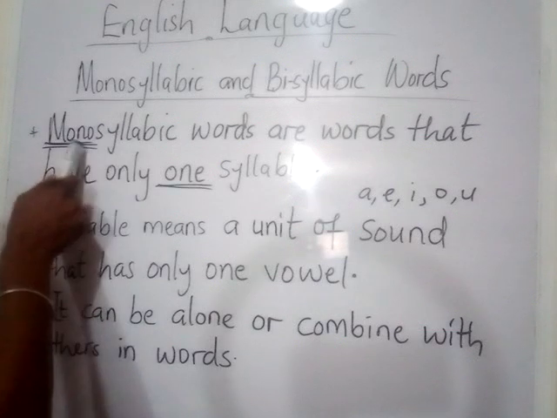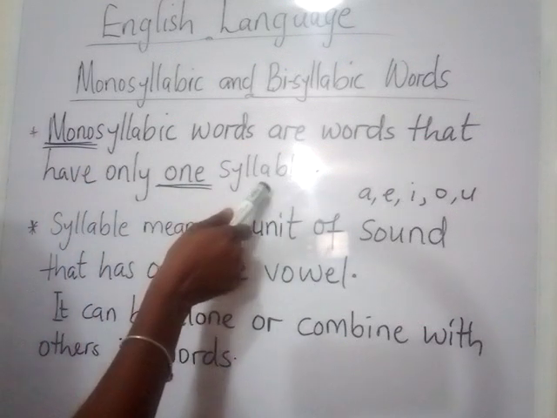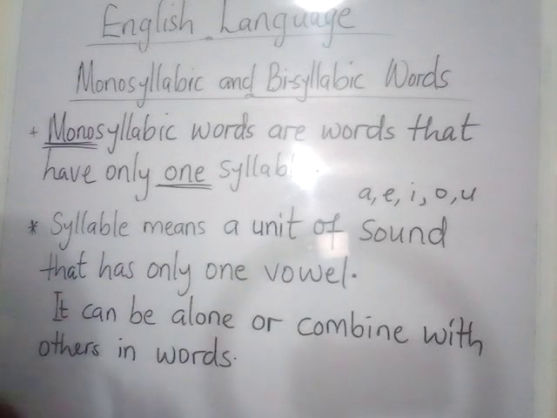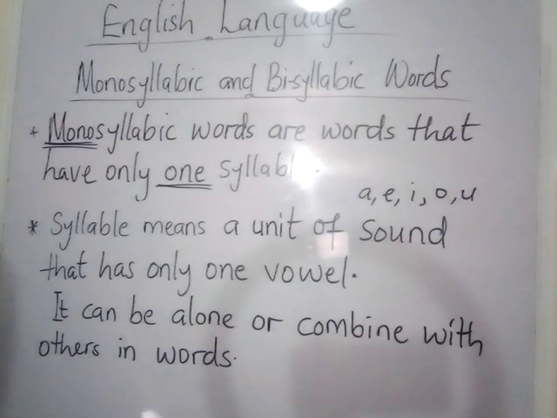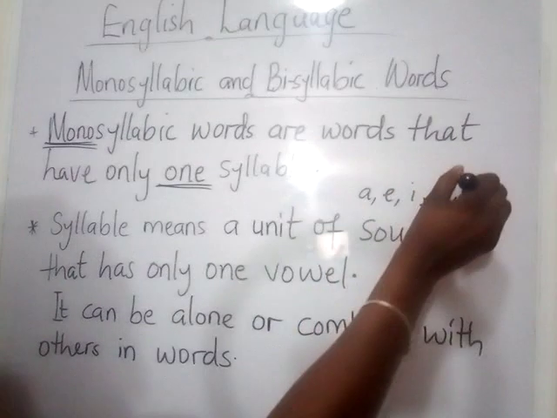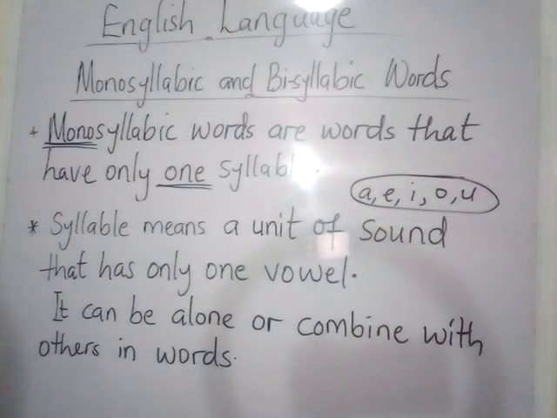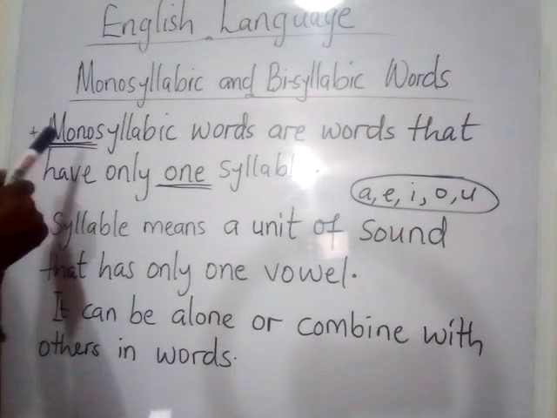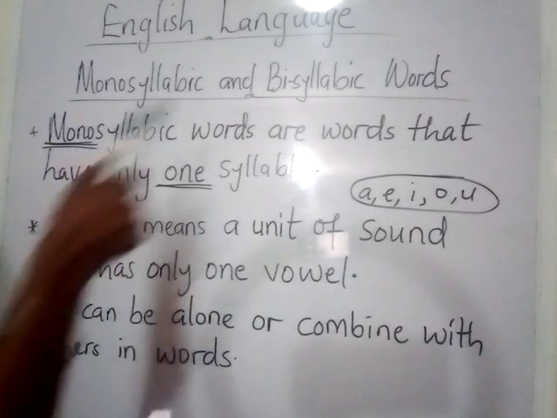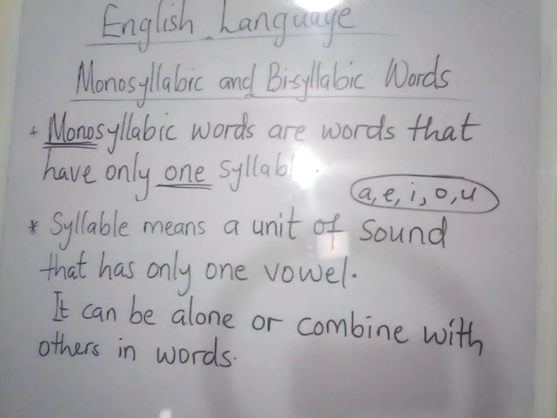Just know that mono means one, syllabic is from the word syllable. And what is syllable? It simply means a unit of sound that has just one vowel. It can be alone or it can combine with other syllables to form longer words. We're going to look at some examples so that we better understand what we are trying to say. First we look at the single syllabic words, the monosyllabic ones, then we'll go to the bisyllabic ones.